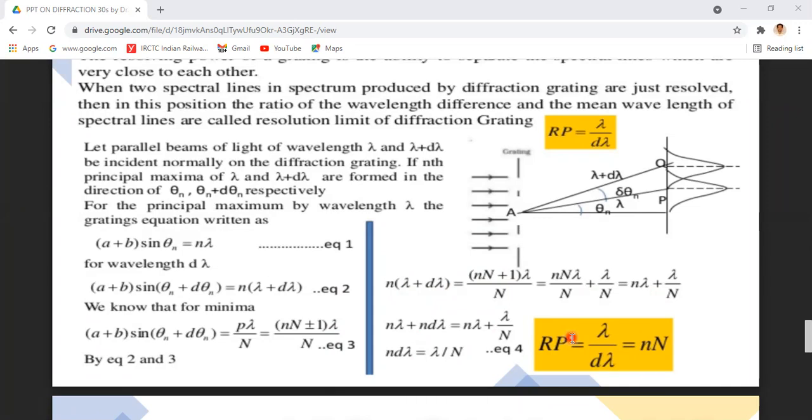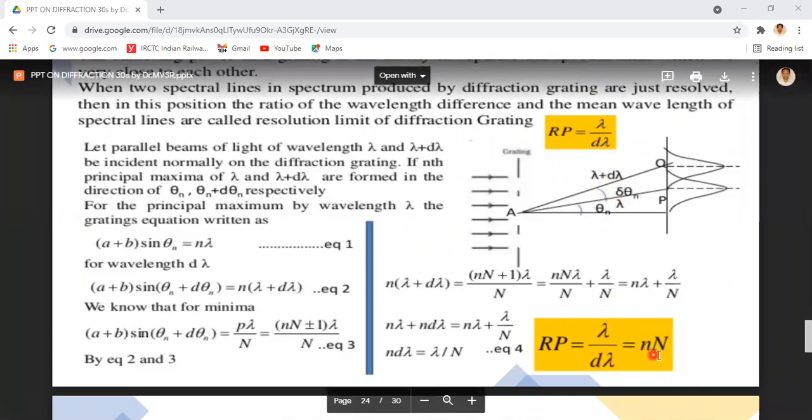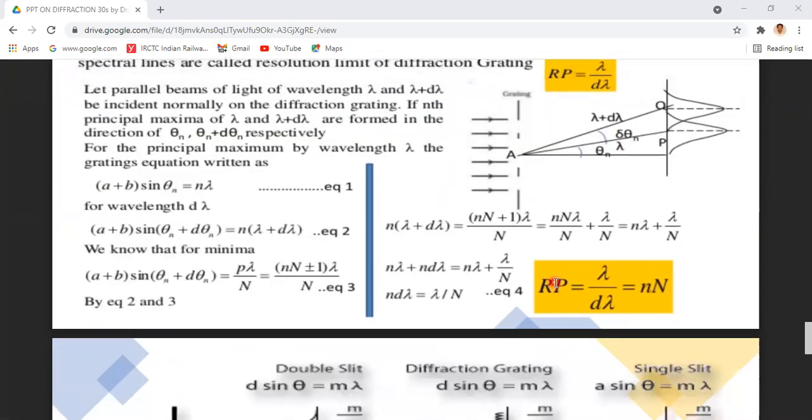So that's why we define the resolving power of a grating element. The resolving power of a grating is equal to the ratio between the wavelength and the difference of the wavelengths, that is lambda and lambda plus d lambda. So lambda by d lambda is equal to small n into capital N, where small n is the order of the spectrum, and capital N is the number of spectral lines on the grating element. So it is a very simple equation.